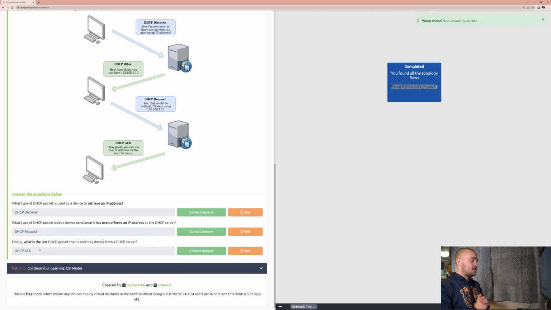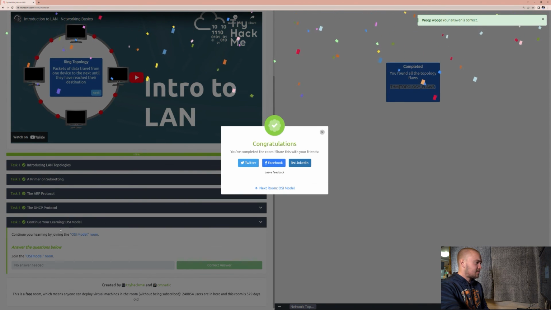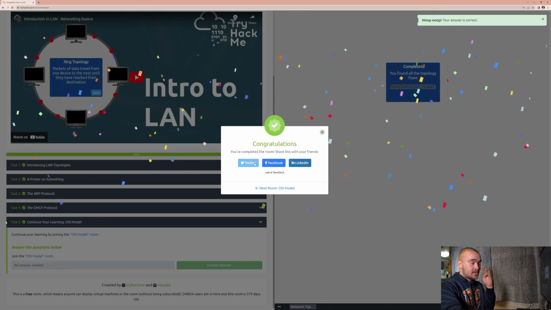So this isn't something that you need to just perfectly remember. All these things happen automatically, but as a cybersecurity professional, it's important to understand what's happening behind the scenes, so that when you're looking at network traffic like this, you know whether to be alarmed or not alarmed. So that is the end of this room. It talks about us continuing our learning, looking at the OSI model.